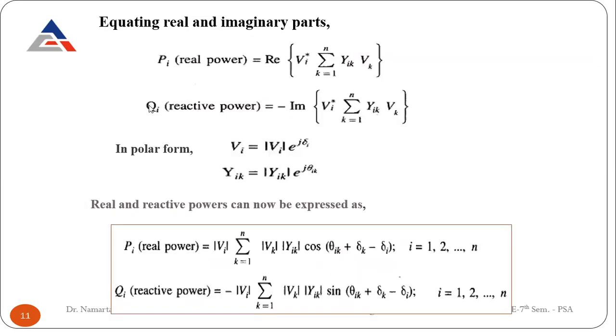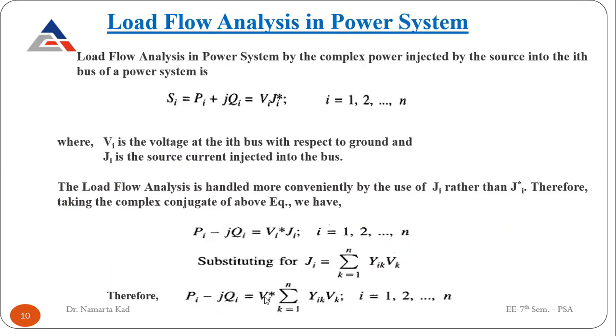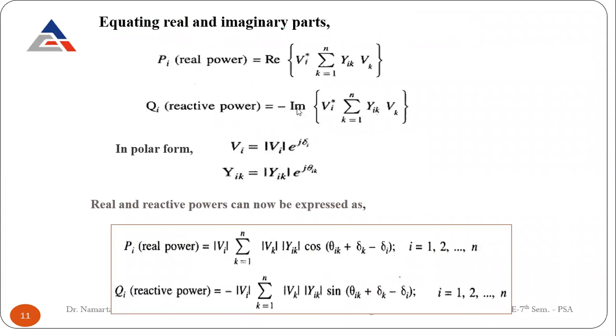And for the imaginary part, on the left hand side it is QI, that is the reactive power, and it is equal to minus times the imaginary part of this equation. Why is it a minus sign? Just see here, because here is minus JQI, and this minus we shifted to this side, and now it becomes minus the imaginary part of the right hand side.